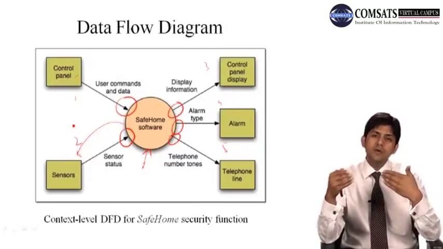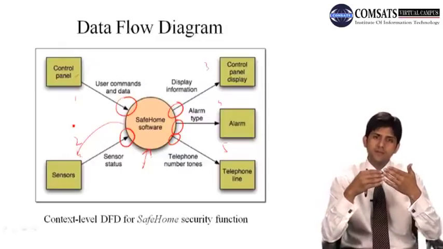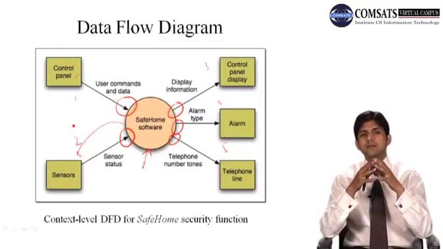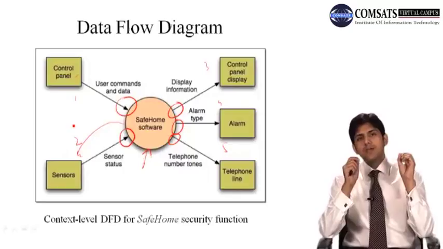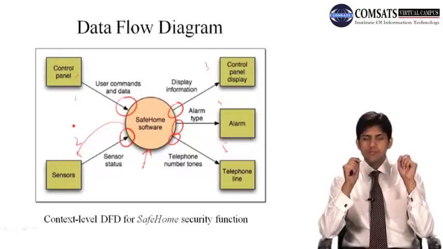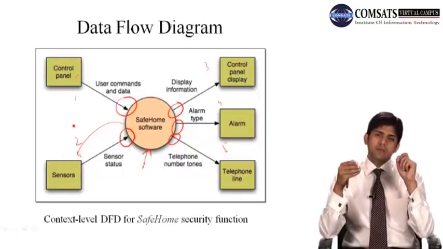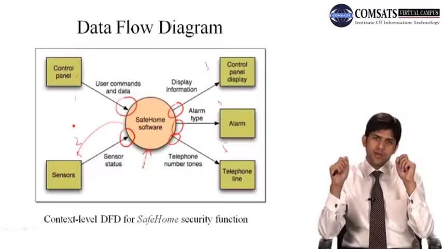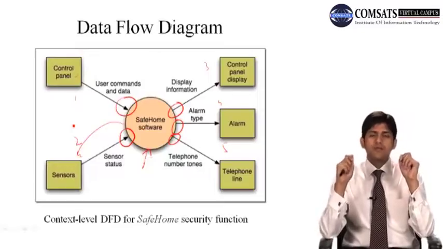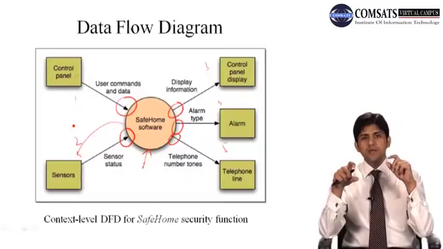Similarly, then we had two other entities. One was alarm and the other was telephone line. For example, you detect a sensor event, there is smoke, and you want to call the fire brigade and you also want to sound the alarm so that everybody knows that there is fire in the house. So those were the two kinds of data that were going.